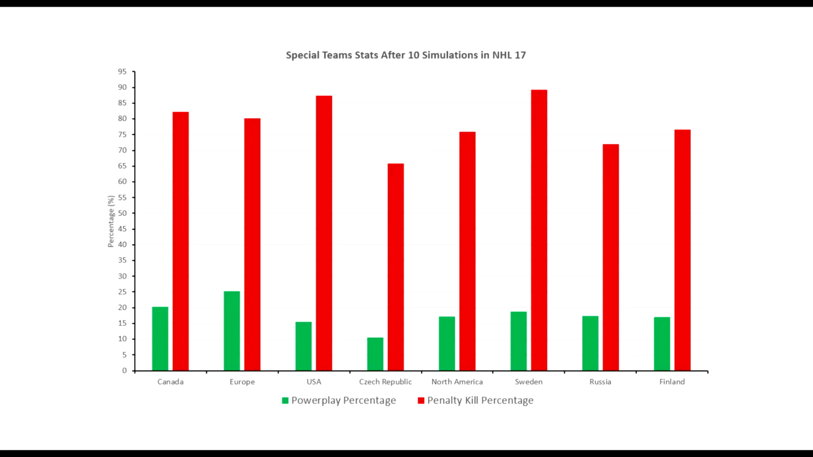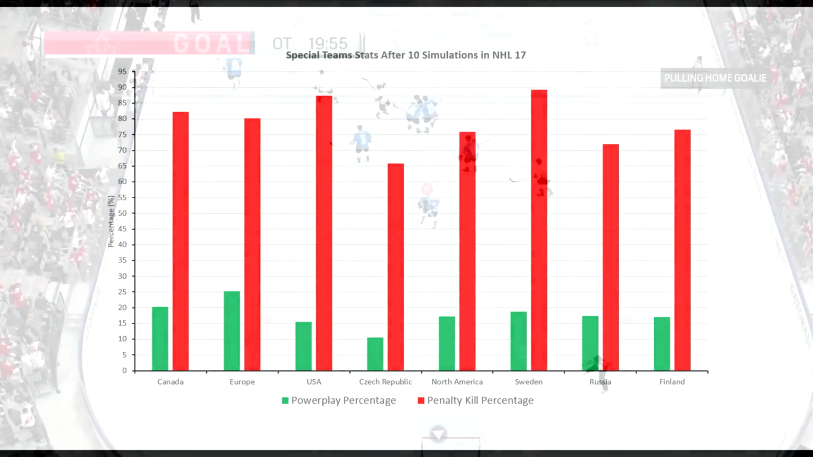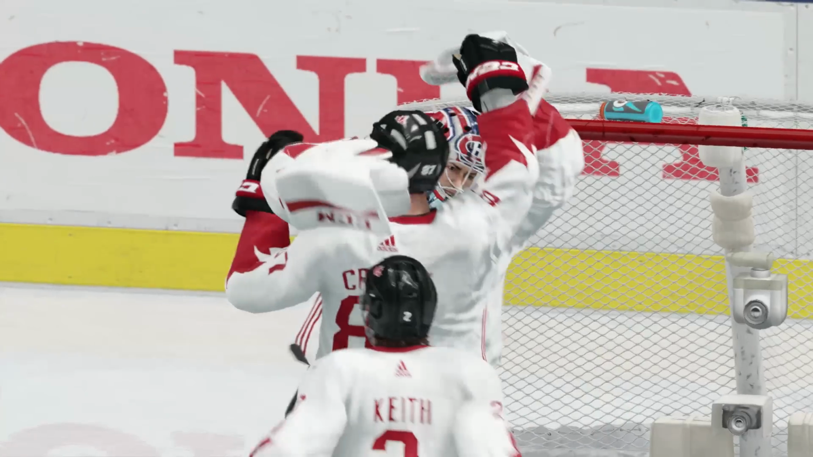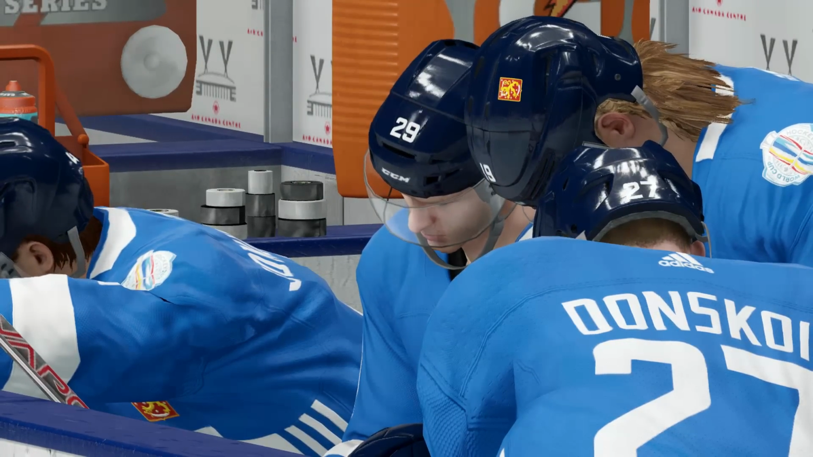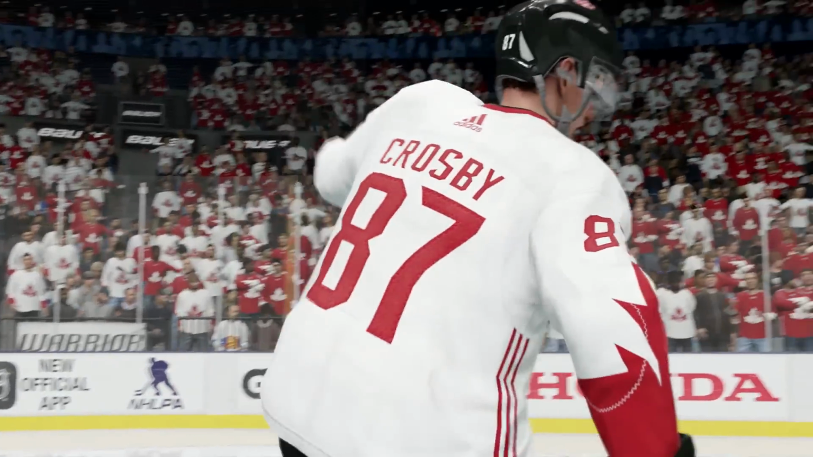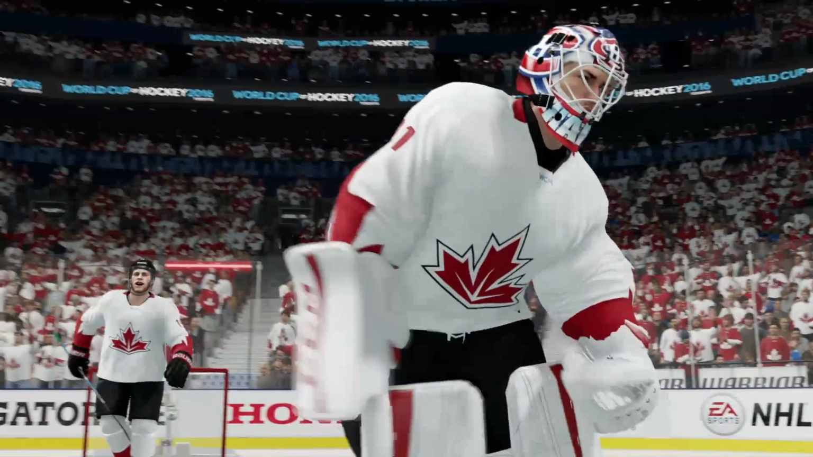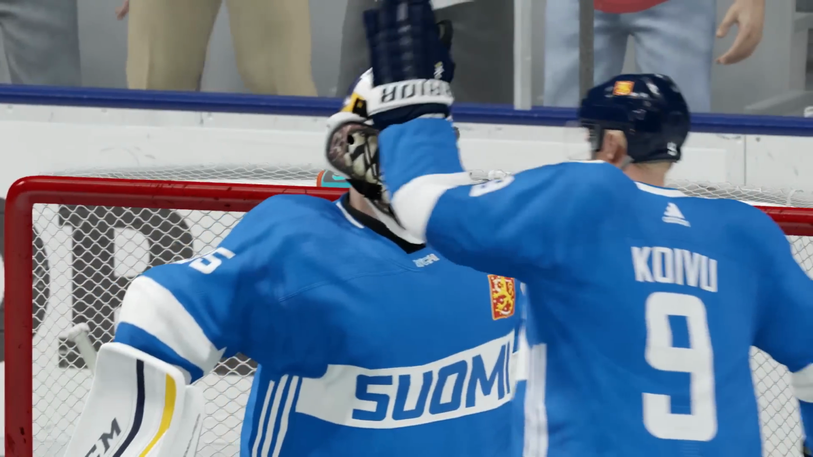So again, I wanted to do 10 simulations instead of just one, so we can get a better representation, more accurate, better results. So clearly after this, using NHL 17, all the players, they have the teams and the sim engine, they predict Team Canada to be victorious and to win the World Cup of Hockey in 2016. And I think that goes along the lines of what many people are predicting. I'm predicting Team Canada to win. They have a really deep roster, the best players in the world.